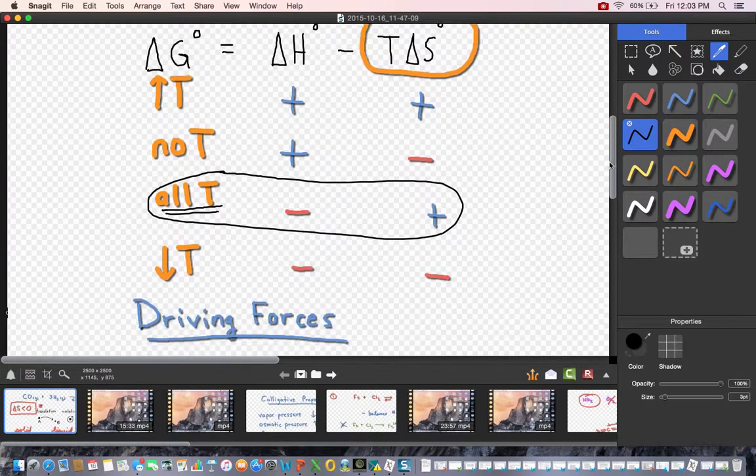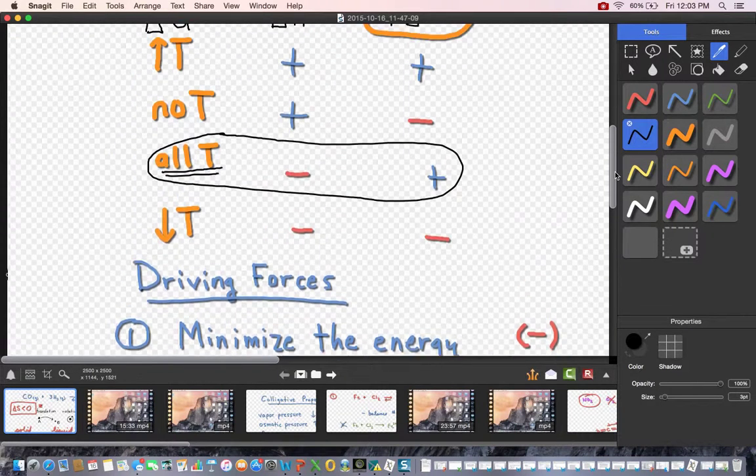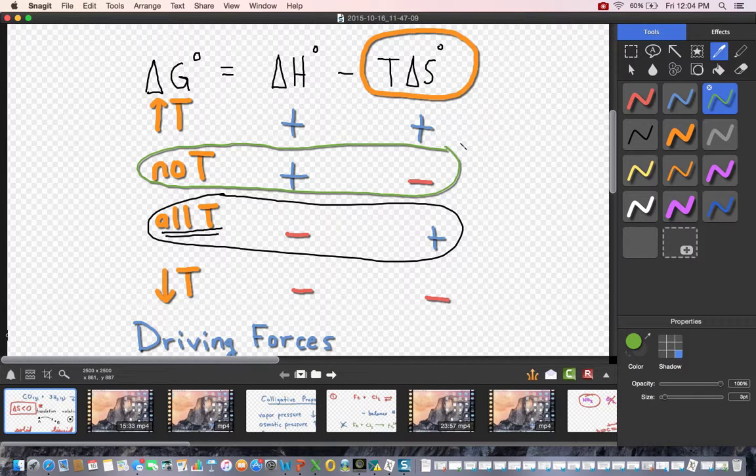I want you to notice something else. If neither of these two driving forces are present, that is, if delta H is positive and delta S is negative, there are no conditions of temperature that will make the reaction spontaneous. And I think it's very important that you understand spontaneous does not mean the reaction does not proceed. It means that I will convert less than 50% of my original reactants to products.